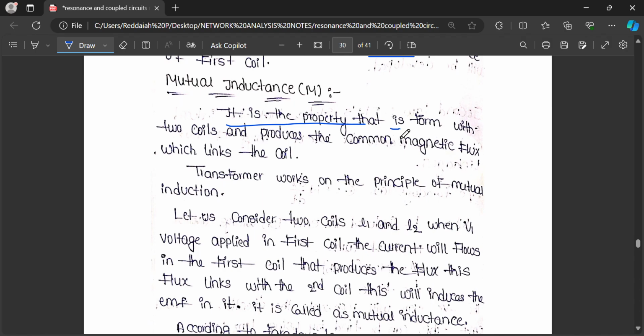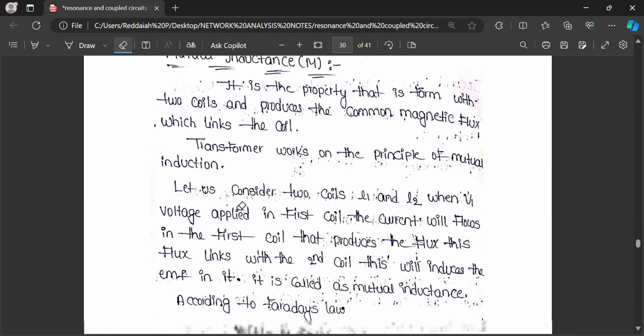It is the property of two coils where one coil produces a common magnetic flux which links with the other coil. A transformer works on mutual inductance. Whenever supply is given to one winding, the common magnetic flux links with the other coil and produces an EMF. That is the mutual induction principle on which the transformer works. You studied this in B3E. Mutual inductance is the principle of the transformer.